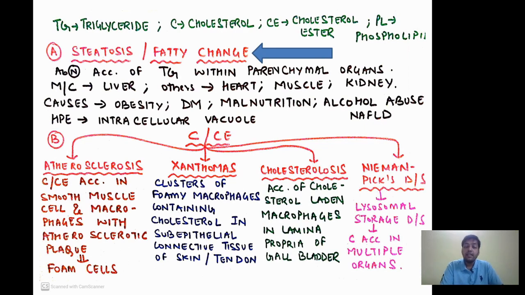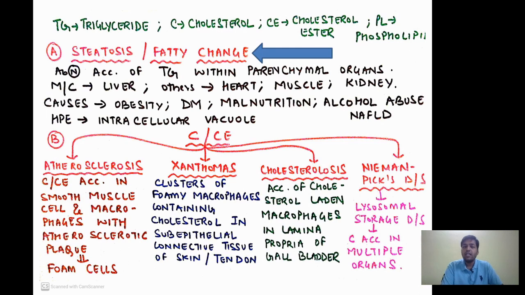So whenever there is an abnormal accumulation of triglycerides within the parenchymal organs, by parenchymal organs, the most common one is the liver. And there are other parenchymal organs also, for example, the heart, muscles, and the kidney. Now, what is the cause of steatosis? They are obesity, diabetes mellitus, malnutrition, alcohol abuse, non-alcoholic fatty liver disease.